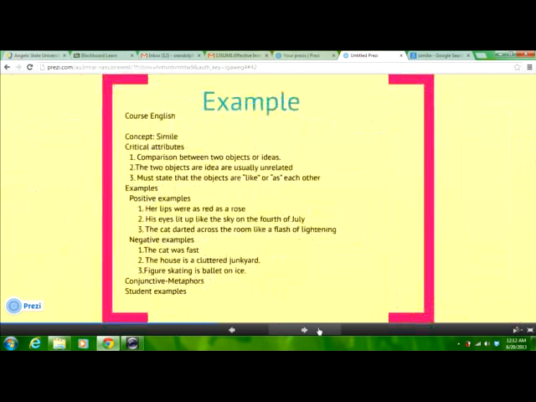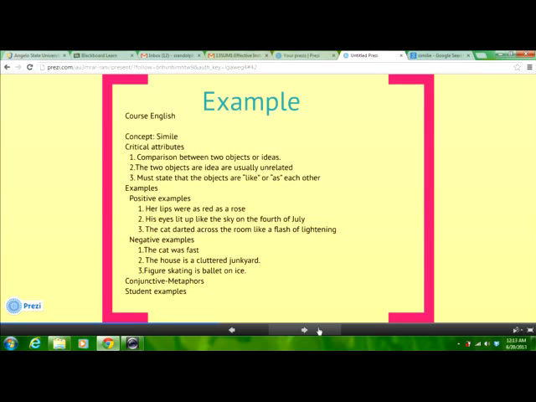So now moving on to an example that I chose to use. I personally chose an English example because that's one of my stronger suits, and the concept I chose is a simile. The 3 critical attributes that I think everybody needs to know about a simile are, first, it's a comparison between 2 objects or ideas. Second, those objects are usually unrelated, unless of course you really don't know how to make a simile. And third and finally, it must state like or as.